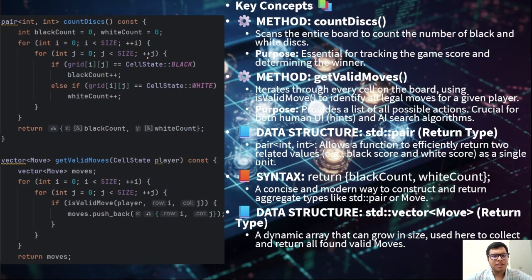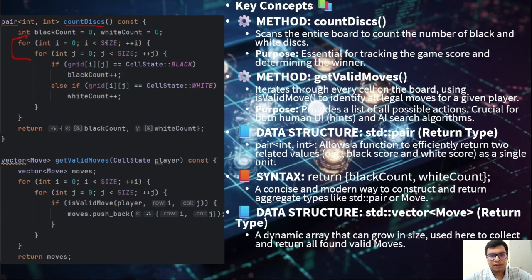Now these are relatively simpler functions for me to explain. Count disk is nothing but it counts how many disks are there on the board right now. We initialize two variables, black count and white count, both as 0, and we increment them whenever we encounter a black or a white disk respectively. So it goes through the board with these two nested loops. This is a traditional way of going through a 2D vector array.